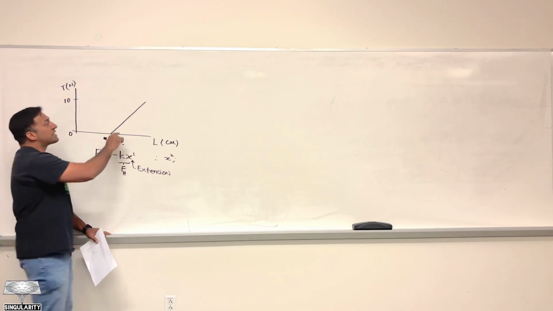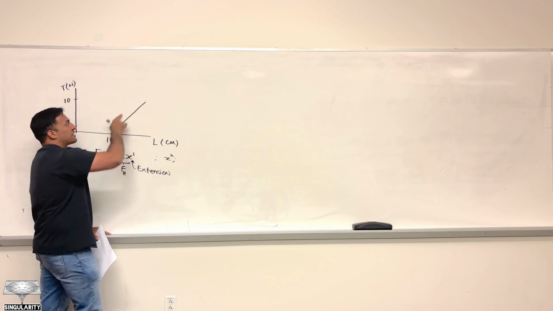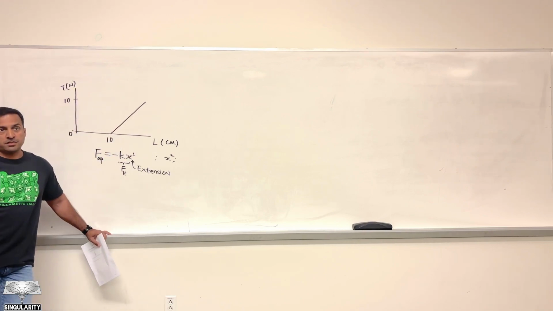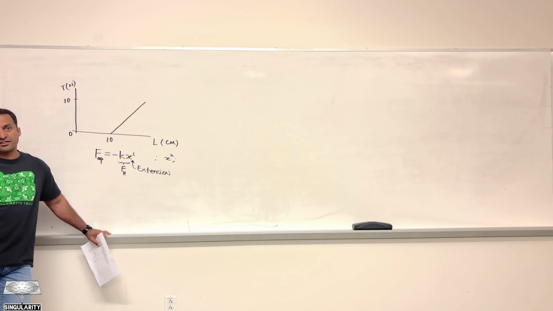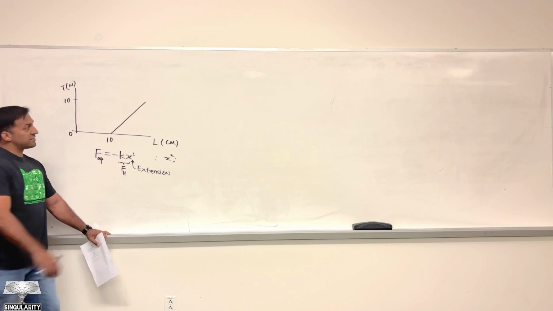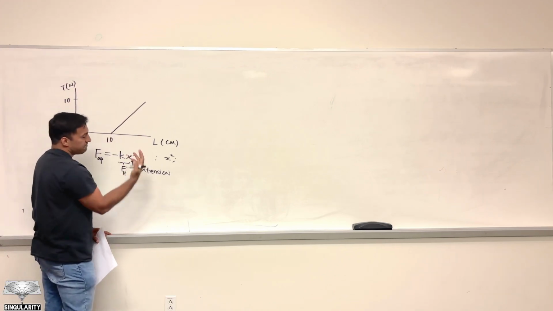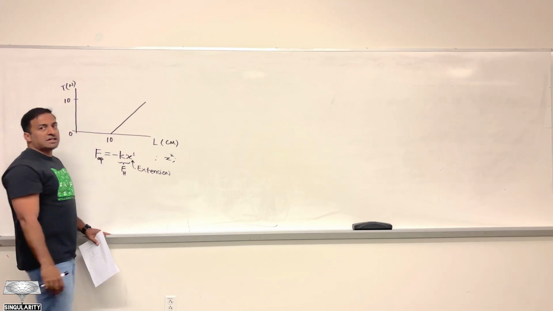If this line were curved, curving downward or upward, then it would not be a linear relationship. If you have a curved line, it's some sort of quadratic relationship, but not linear. In that case, it does not obey Hooke's law. So yes, it's a straight line, which means a linear relationship between tension and extension, so it obeys Hooke's law. Now comes the second question.